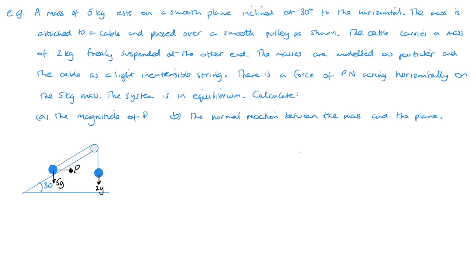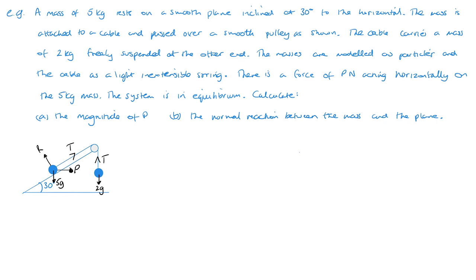And then this is going to have a normal reaction R up there. Okay, tension in the string or the cable there. And now I think we've got everything, just need to resolve. Okay, the system's in equilibrium, find the magnitude of P and then find the normal reaction between the mass and the plane.